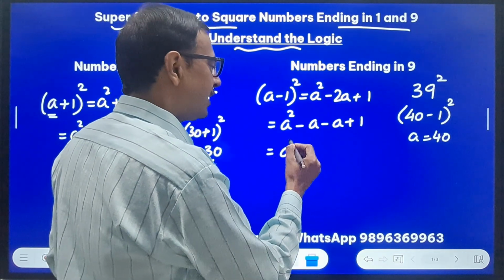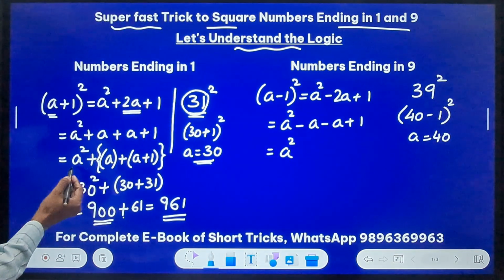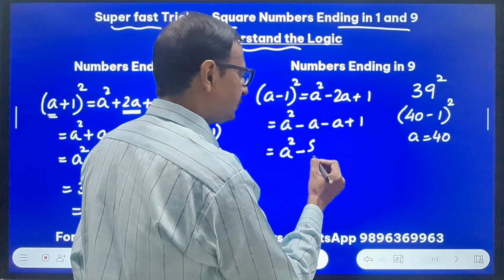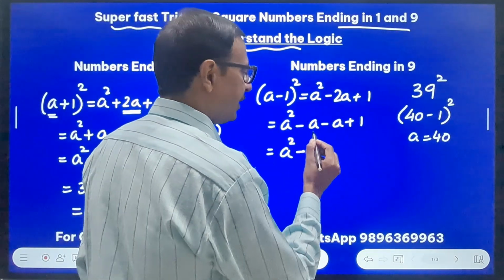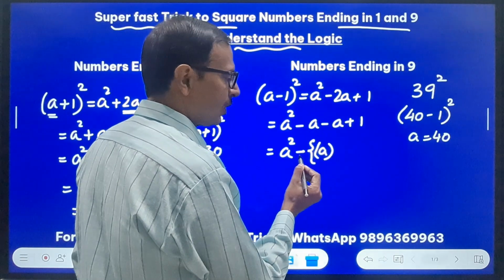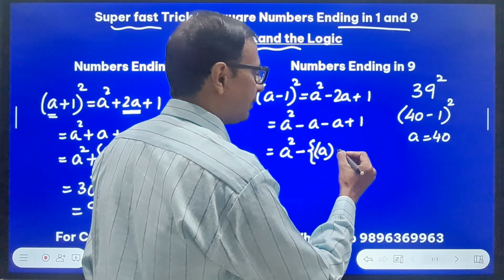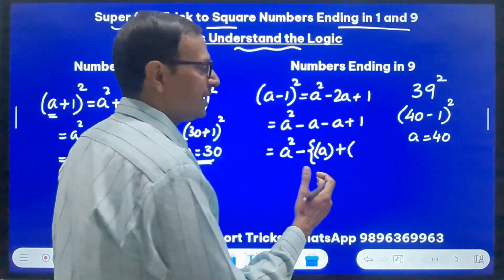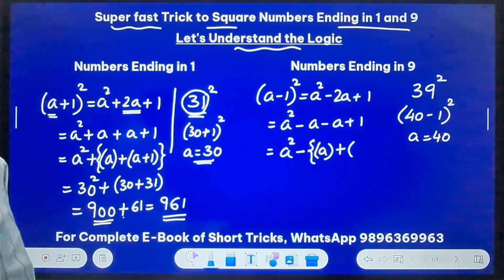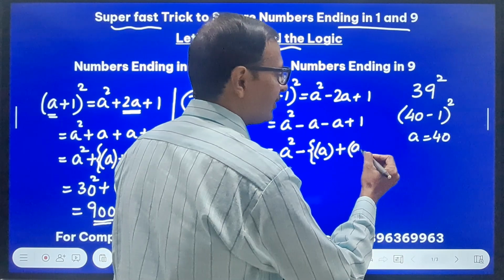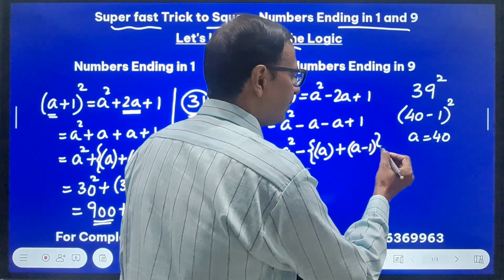So again a square, just like here we had a square, but what do we have now? There is a minus sign. I'll go for a bracket. Here we have a as the first term, and then minus is taken out as a common factor, so I'll take plus here, and what comes next is pretty obvious. If you take the common factor, minus, out, you will be left with a minus 1 in the bracket.